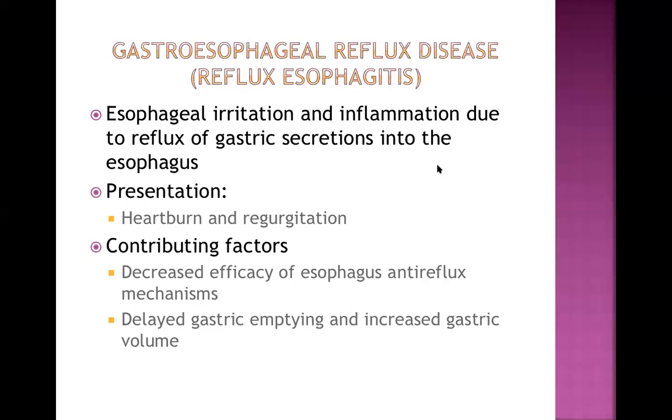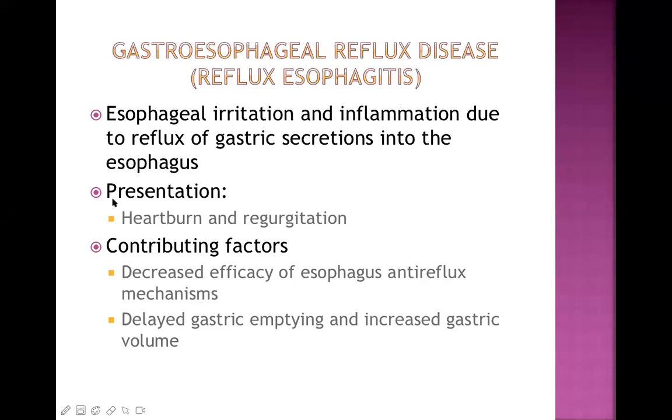Now, let me talk a little bit about physiology here. The lower esophageal sphincter is preventing the reflux of gastric secretion upwards towards the esophagus. If something goes wrong in that lower esophageal sphincter, if it is lax, if it's not working properly, or if there is too much pressure developed inside the stomach, then those gastric secretions can still go up. And this is called GERD, or gastroesophageal reflux disease.